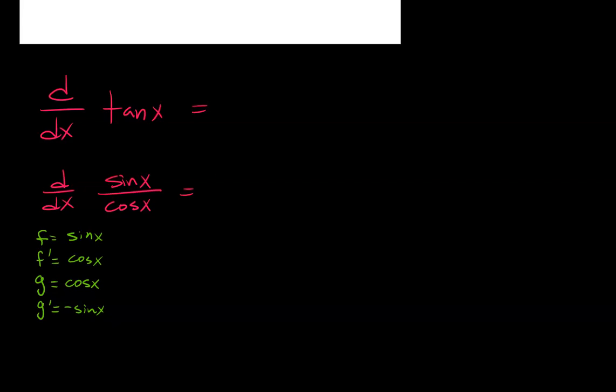So G times F prime. Oh, G. This is what happens. You think after teaching for 20 years I would be better at trying to write things while I talk. G F prime minus F G prime over G squared.